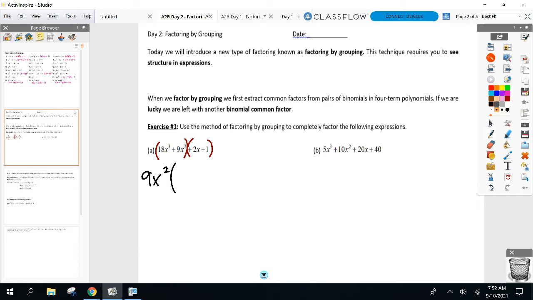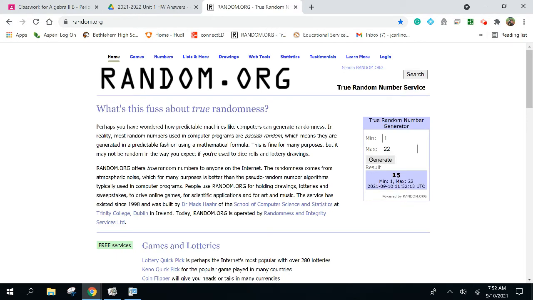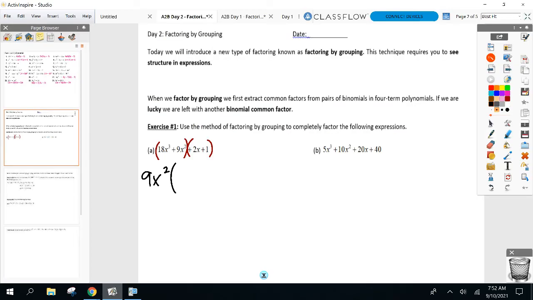This is just what we did yesterday. We're just doing GCF on the first pair of parentheses. What's left inside that parenthesis? Michael? 2x plus 1. Divide everything by 9x squared. 2x plus 1. Great job.